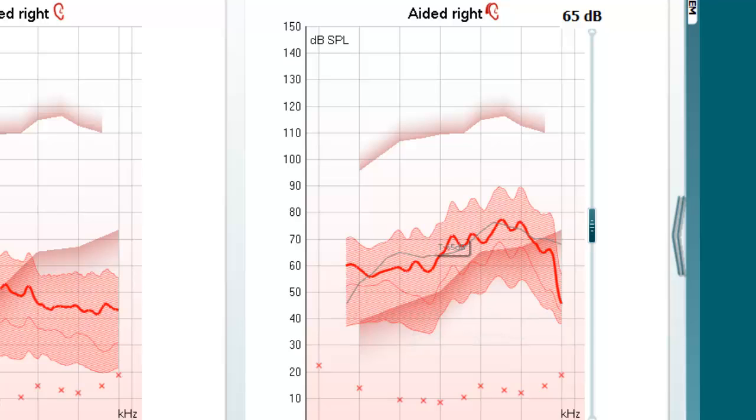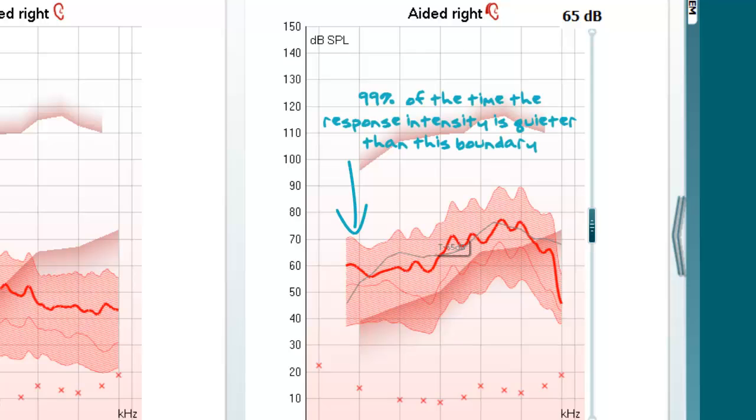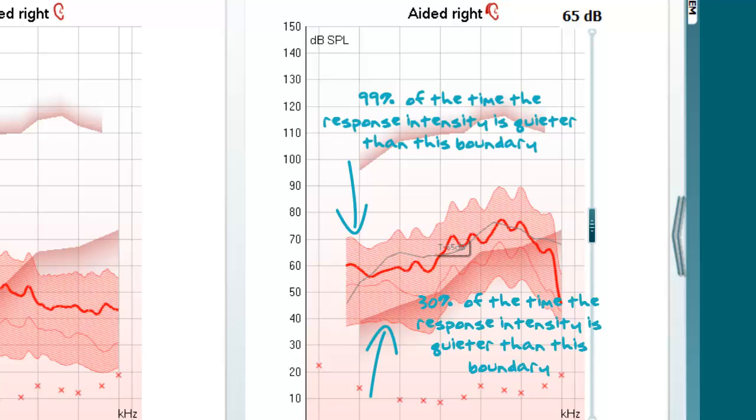It shows a range of intensities for which 99% of the time the intensity stayed below the maximum of this range, and 30% of the time the intensity was lower than the minimum of this range. Perhaps this becomes clearer by explaining how percentile analysis is calculated.